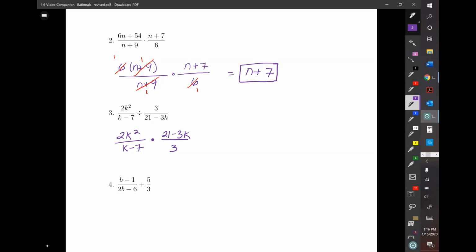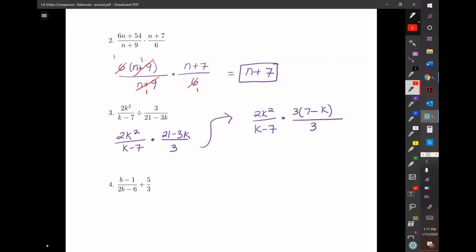So I am going to, right up here off to the right a little bit, factor anything that I can. The 2k squared over k minus 7 just stays. I can't factor anything in there. In the second fraction, 21 minus 3k, I can actually pull out a 3, leaving me with 7 minus k in the numerator. And then all divided by, with that fraction bar, over 3.